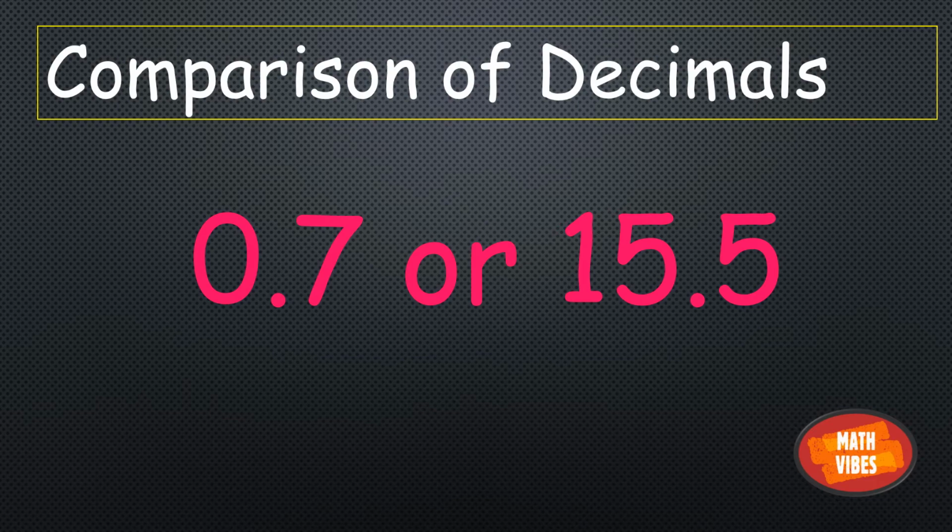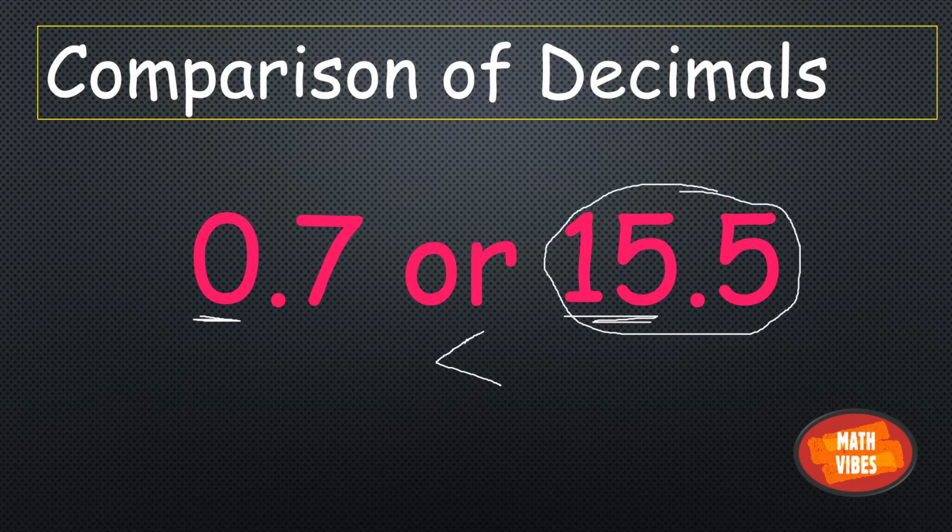So now let's start actually comparing the decimals and check whether we have understood or not. Firstly, let's see, the two numbers are 0.7 or 15.5. Now you have to check which number is bigger. First rule, compare the whole part. Here the whole part is 0 and here the whole part is 15. So which number will be bigger? 15 is greater than 0. So 15.5 will be greater than 0.7.